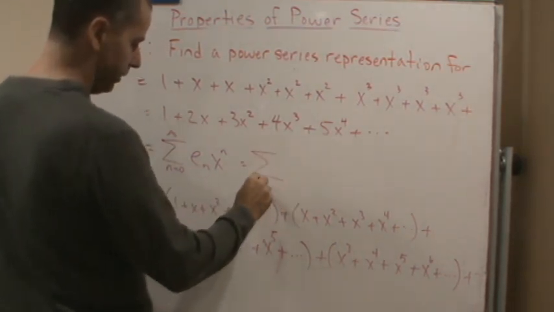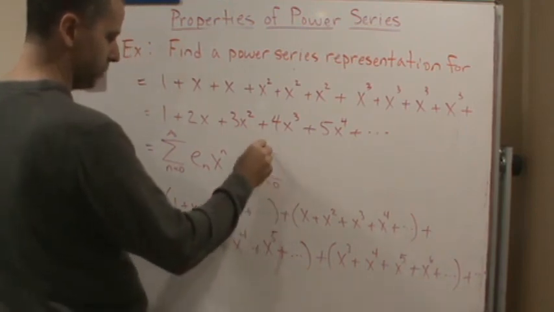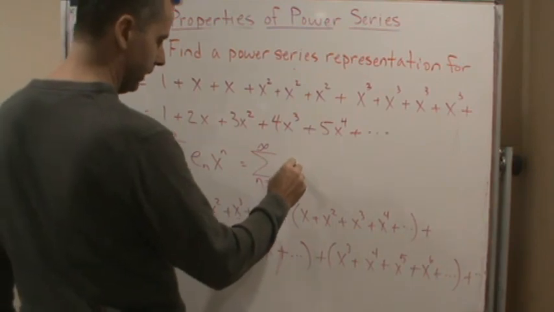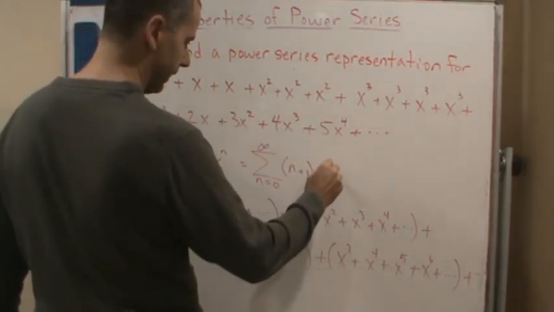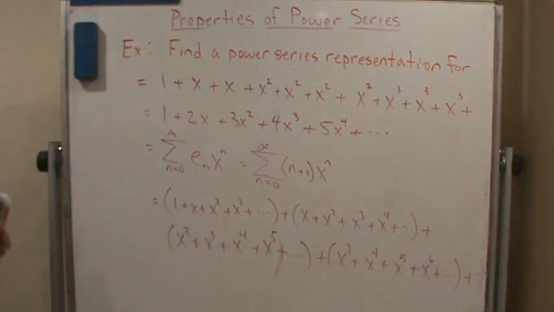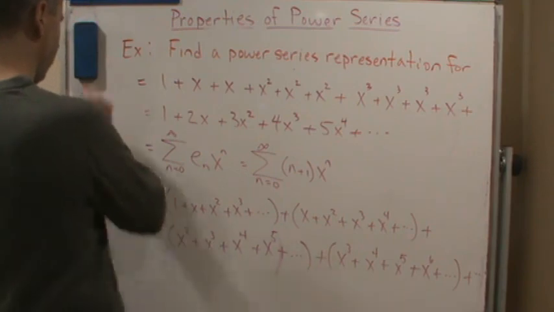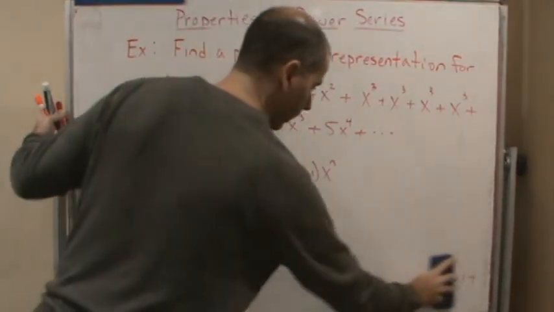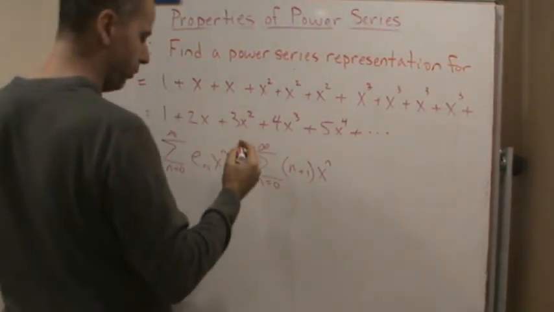So our final series is going to be the summation from n equals 0 to infinity of n plus 1 times x to the n. And that is our final answer, and we know that this has an interval of convergence of negative 1 to 1.